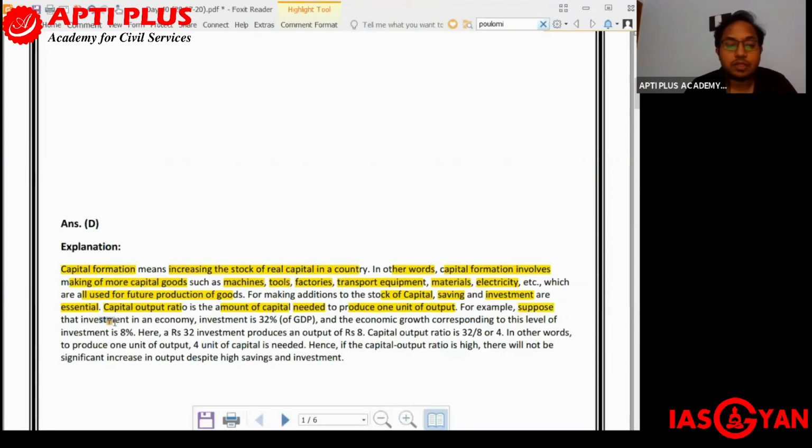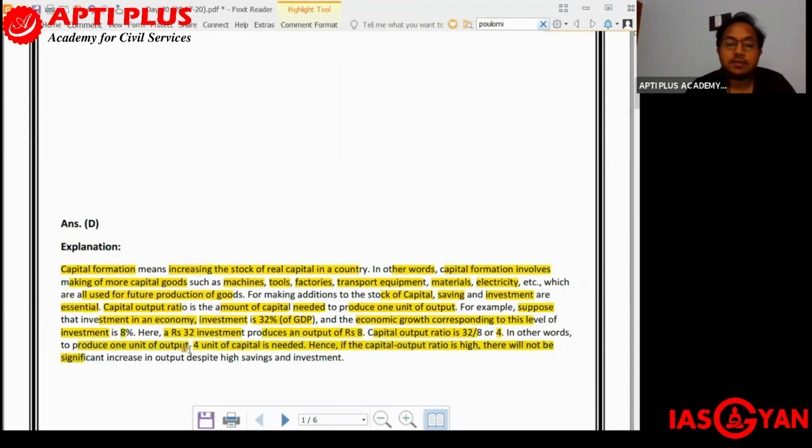For example, suppose the investment in an economy is around 32% of GDP, and the capital growth corresponding to this level of investment is 8%. Here, a rupees 32 investment produces an output of rupees 8. This is what is called the capital output ratio. So capital output ratio is 32 by 8 because you have to invest 32 rupees to get an output of 8 rupees. So capital to output ratio is 32 by 8, or you can say 4. In other words, to produce 1 unit of output, 4 units of capital is needed.